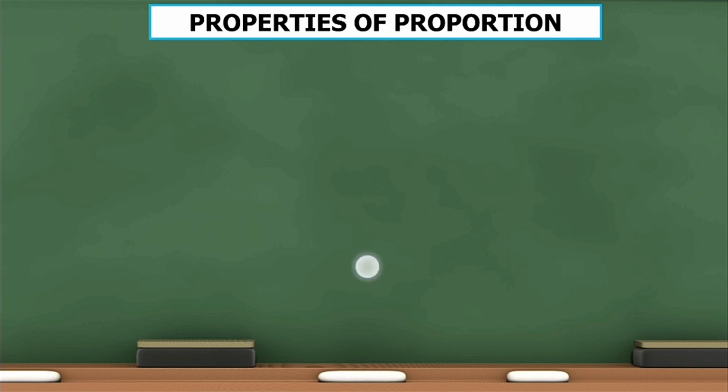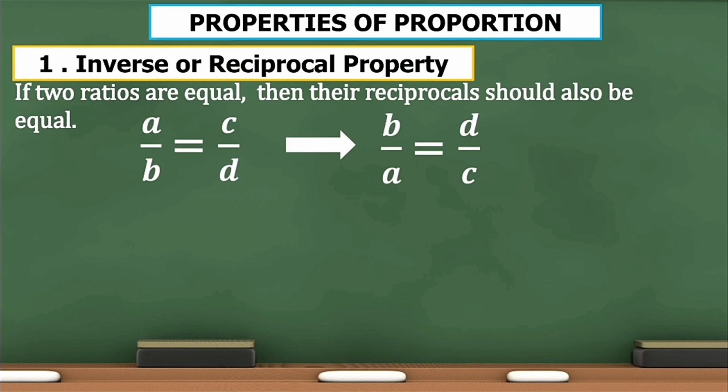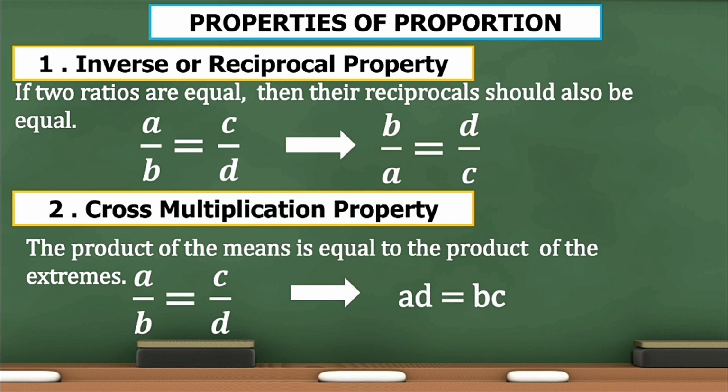Number one is inverse or reciprocal property. If two ratios are equal, then their reciprocals should also be equal. Next, number 2 is cross multiplication property or the cross product property. Actually, nabanggit ko na rin ito kanina, the product of the means is equal to the product of the extremes. At ito nga ang pinakamadali at madalas gamiting property ng proportion.